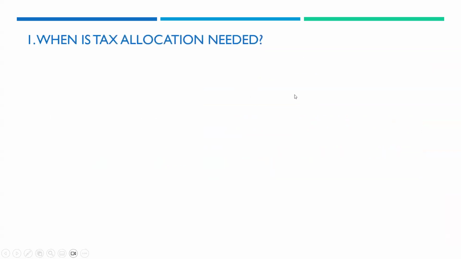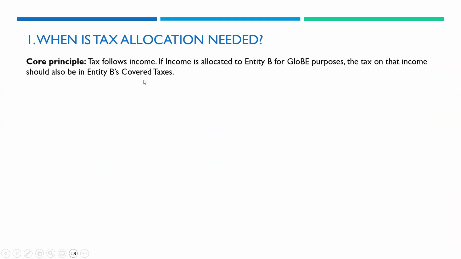So, when is tax allocation needed? Tax follows income. If income is allocated to entity B for GloBE purposes, so GloBE income is of entity B, then the tax should also be in entity B's covered tax. It doesn't matter if entity A pays it. It should be taxed where there is income. Now you tell me what are the instances where allocation of taxes happens? We had looked into two, three instances of this in detail.